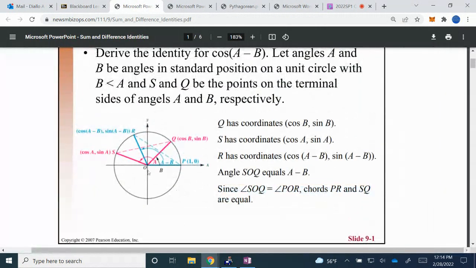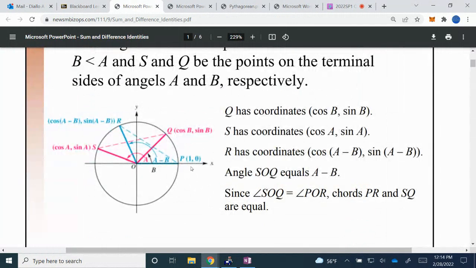All right, so here's the setup. We have two angles. Kind of blow this up. There is an angle A. Notice that all of our angles start along the positive x-axis. So here is the rotation for angle A. And then we have an angle B. So we have an angle A and an angle B. We also have an angle A minus B. The blue angle is the angle A minus B.